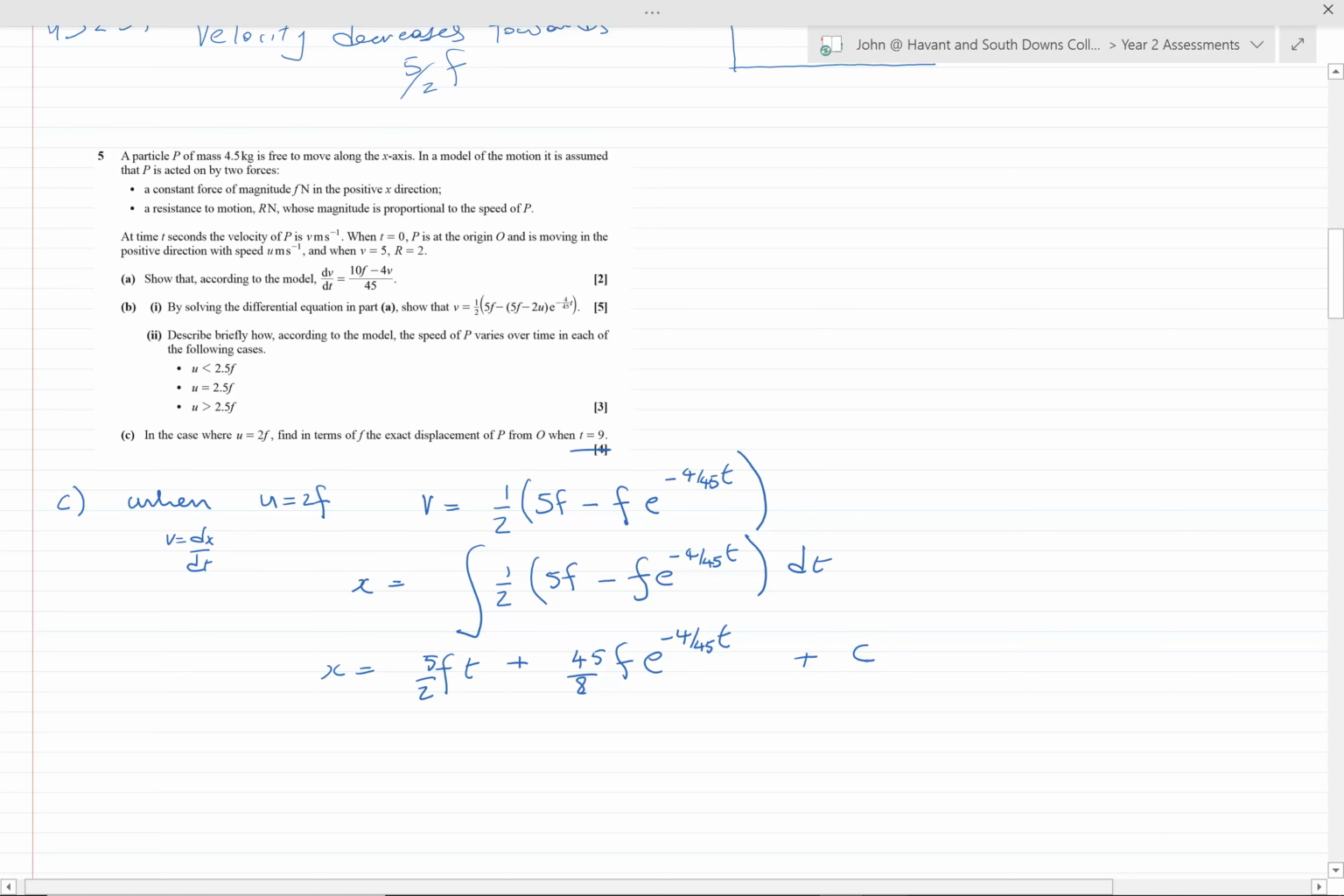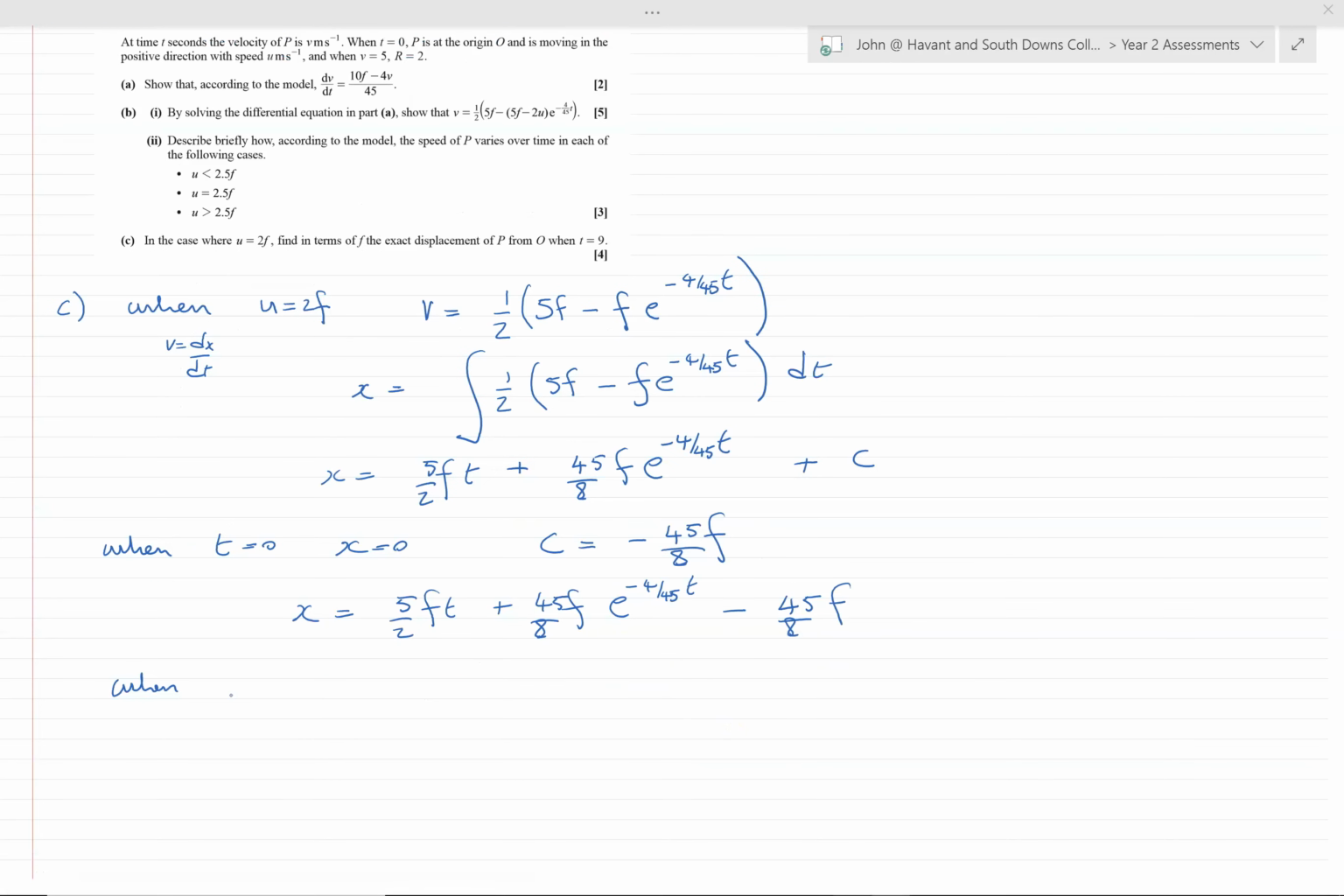Don't forget the constant. If you do, you'll get it wrong, because even though we're told effectively that when t equals 0, x is equal to 0, early on in the question, here, even though that is the case, it's not the case that the constant is 0. So when t equals 0, x equals 0. So that comes to 0, that's 0. But of course this bit will be equal to 1. So that tells us that c is equal to minus 45 over 8 f.